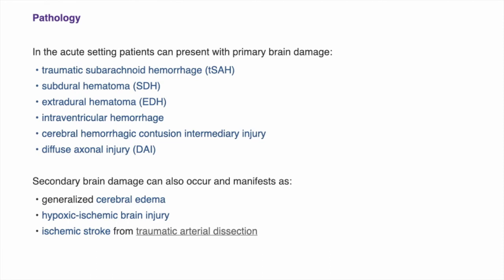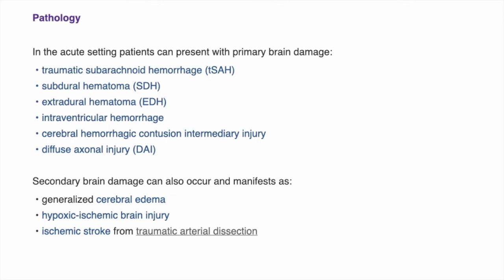Now, talking about the pathology we find in the studies, in this case of traumatic brain injury, we have traumatic subarachnoid hemorrhage, subdural hematoma, extradural hematoma, intraventricular hemorrhage, cerebral hemorrhagic contusion, and diffuse axonal injury. But this is very important to know.